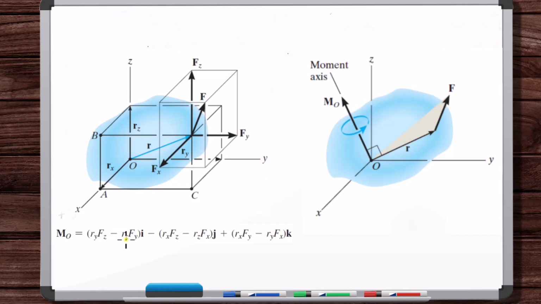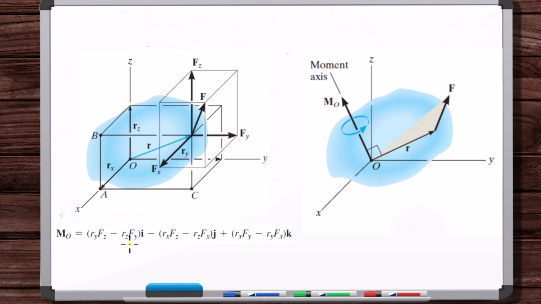RyFz minus RzFy, what does that mean? Okay, so here's Fz, and then here's Ry. Fz is rotating it like this in the positive direction. That's why RyFz is positive. If you put your right hand along the X axis, with the thumb along the positive direction of the X axis, that's the positive rotation about the X axis. That's what Fz times Ry is: the rotation it's causing about the X axis.